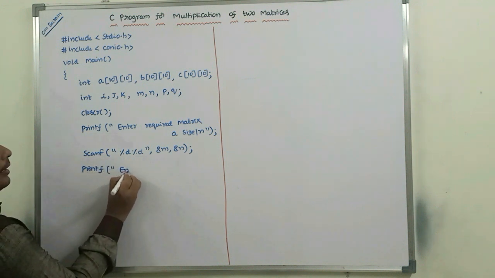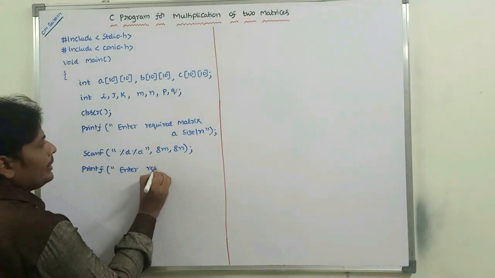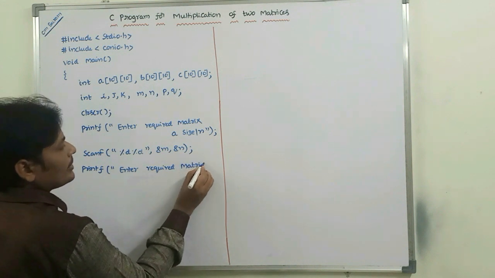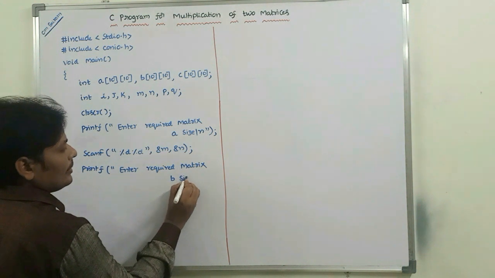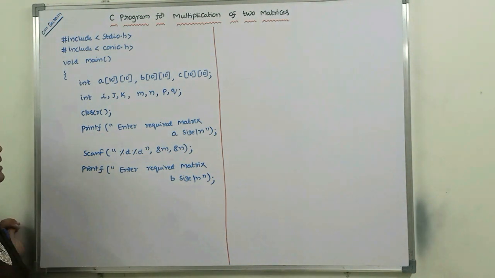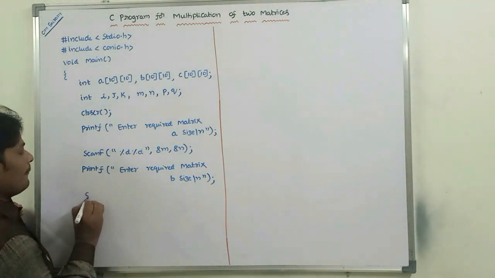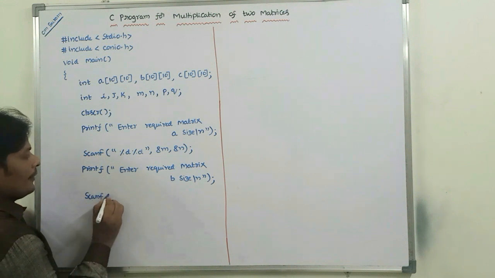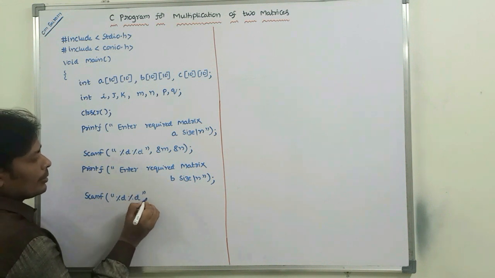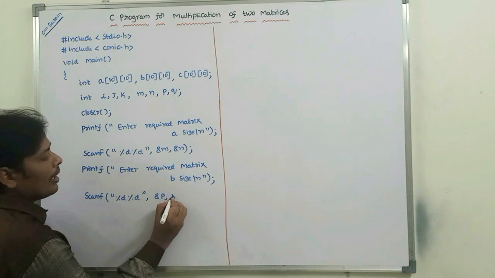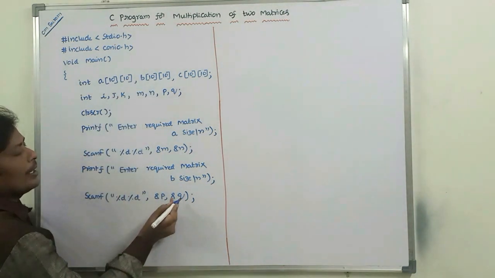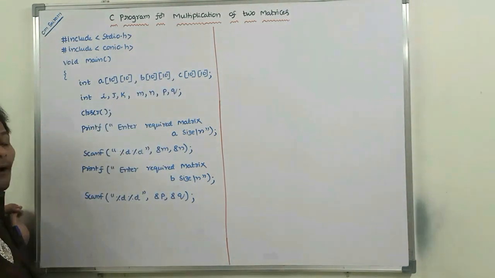Now, next, printf, enter the required matrix B size. The matrix B size is also read from the keyboard by using the scanf function. So scanf %d %d, double quotes, ampersand p comma ampersand q. So p is the rows of matrix B and q is the columns of matrix B.